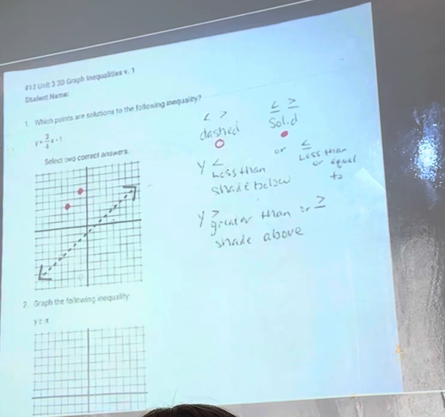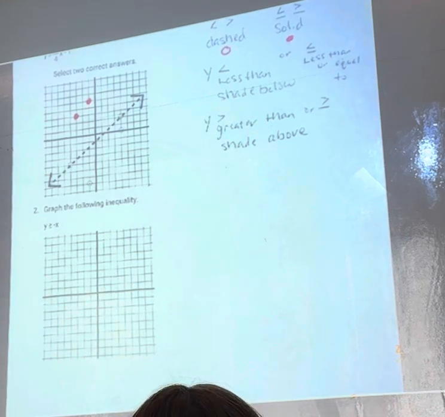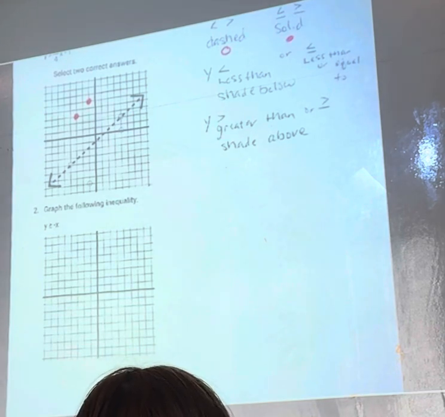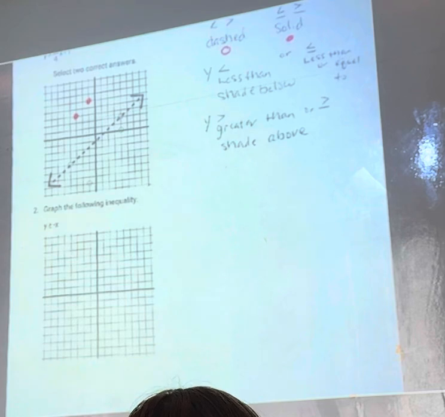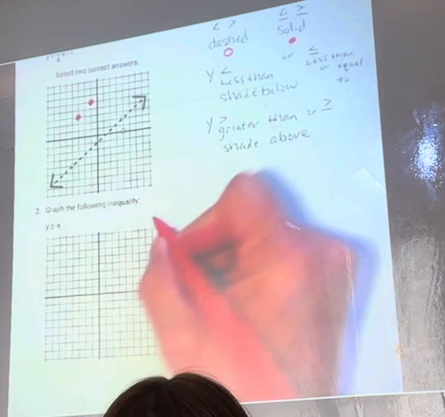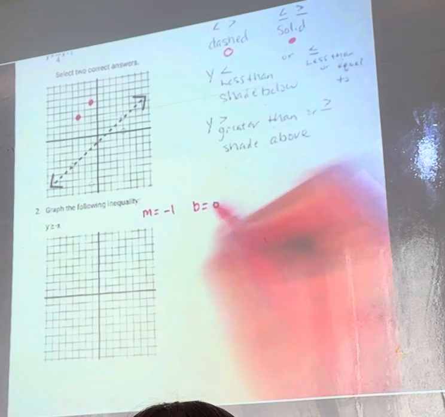So you have to be able to graph. Number 2, we need to graph the inequality. Good news is we're going to do the majority of ours on the computer, otherwise we would need a straight edge. So is this one going to be solid or dashed? Solid. And our M is -1. And our B is 0 because there's not a number.